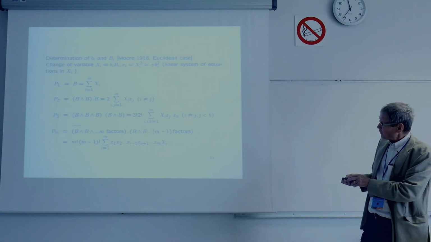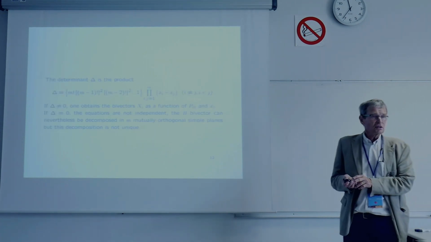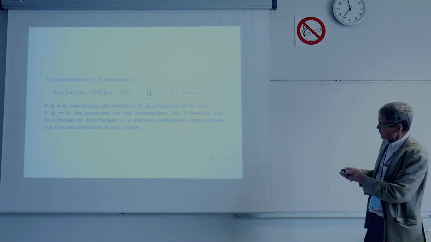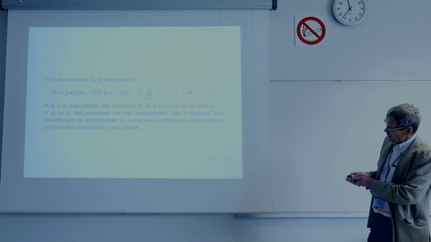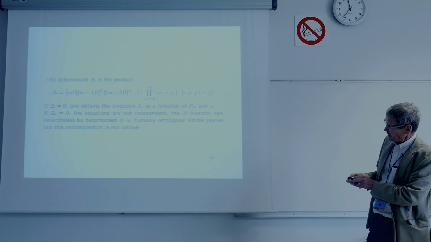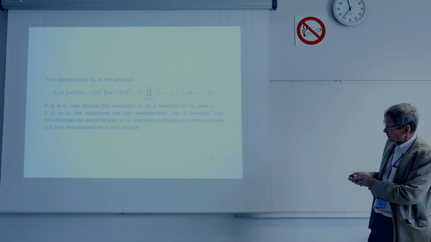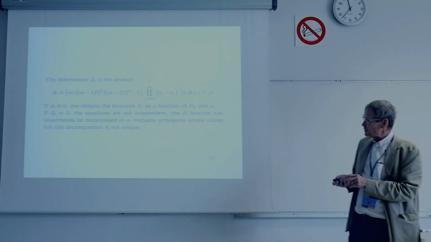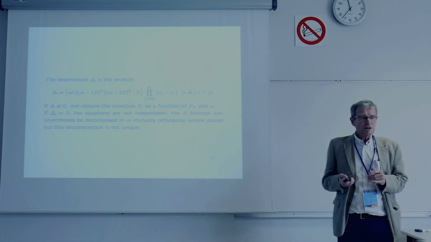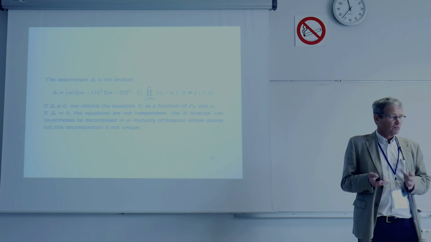So we have a linear system, and we just solve it. We have a delta, which is expressed like a product of the lattice. If delta is different from 0, one obtains the bivector as a function of Pm and xi, the Pm being known. If delta is 0, the equations are not independent. The bivector can nevertheless be decomposed in m mutually orthogonal simple planes, but this decomposition is not unique.